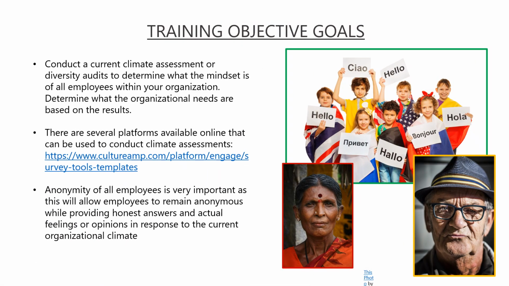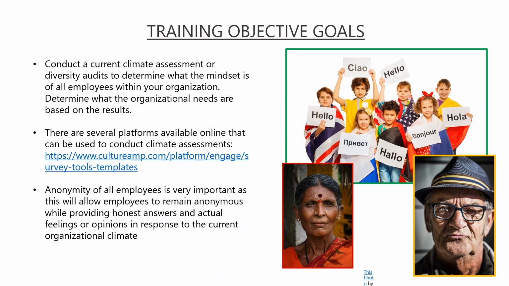As stated in the previous slide, how do you measure success? First and foremost, you want to conduct a current climate assessment or a diversity audit to determine the mindset of all employees within your organization. Determine what the organizational needs are based on the results. There are several platforms available online that can be used to conduct a climate assessment. See below in the hyperlink.